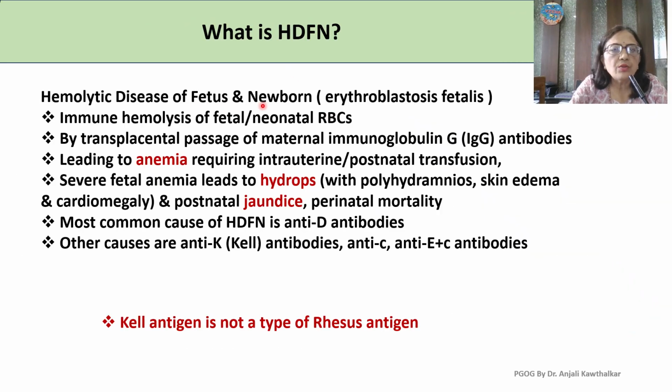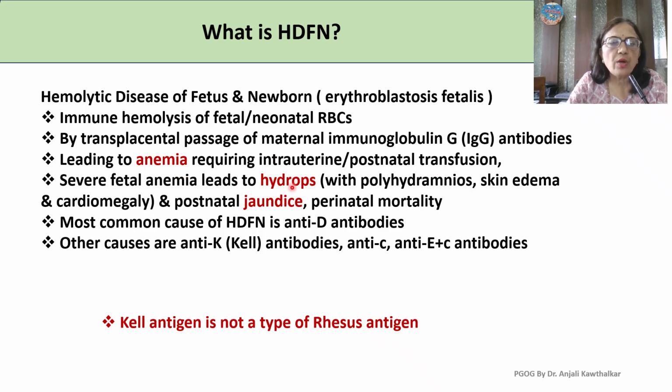What is the hemolytic disease of fetus and newborn? There is an immune hemolysis of fetal and neonatal RBCs by transplacental passage of maternal immunoglobulin G, IgG antibodies. IgM antibodies do not cross the placenta, and that is why they do not harm the fetus, but IgG antibodies do cross. It leads to anemia requiring intrauterine or postnatal transfusion.